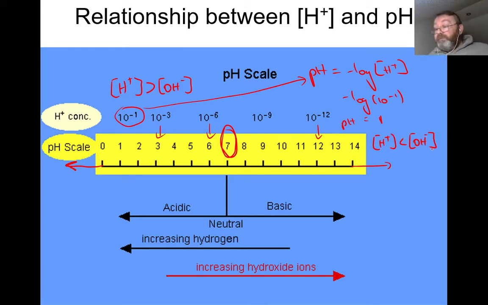And don't forget that we told you that when you multiply the concentration of H plus by OH minus, you must always get 10 to the minus 14, which is Kw, the ionic product of water.